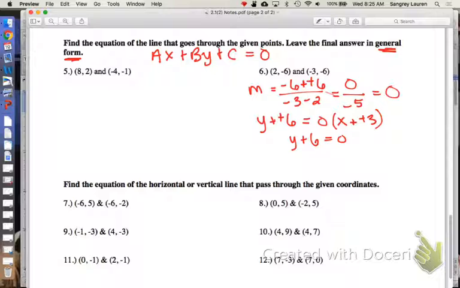Now we need this answer in general form, so we are not going to do anything else because we wanted everything on one side and just 0 on the other. So this is our answer in general form.